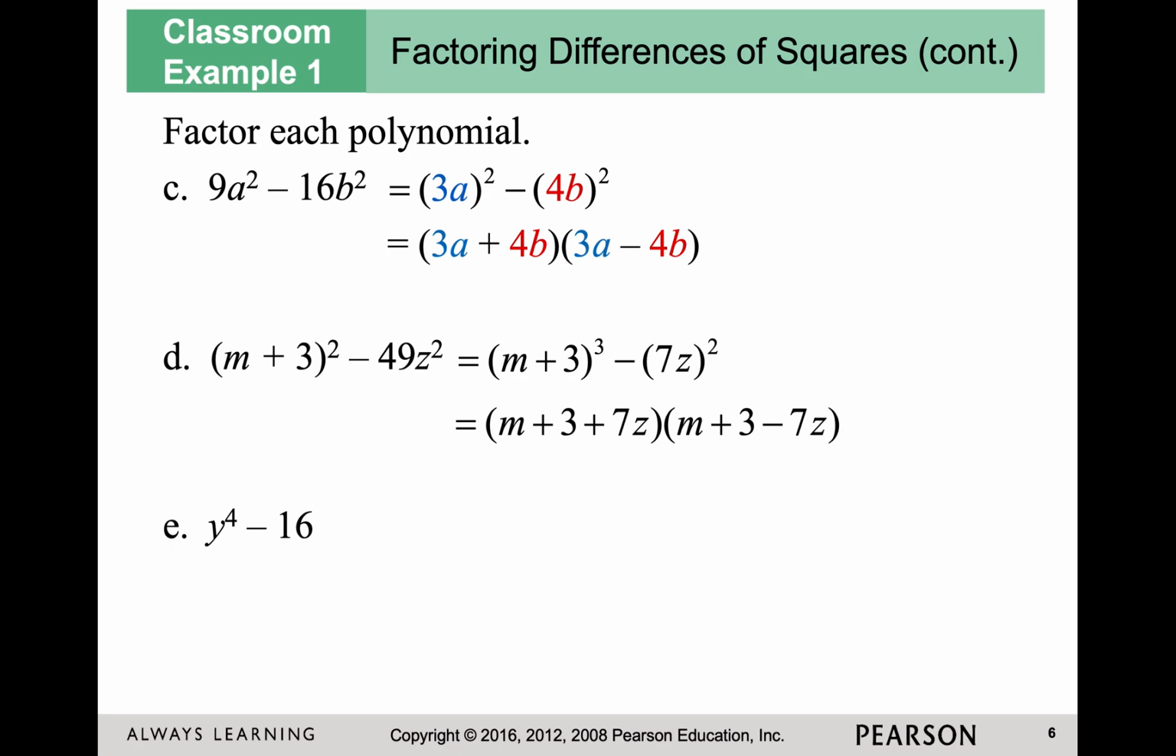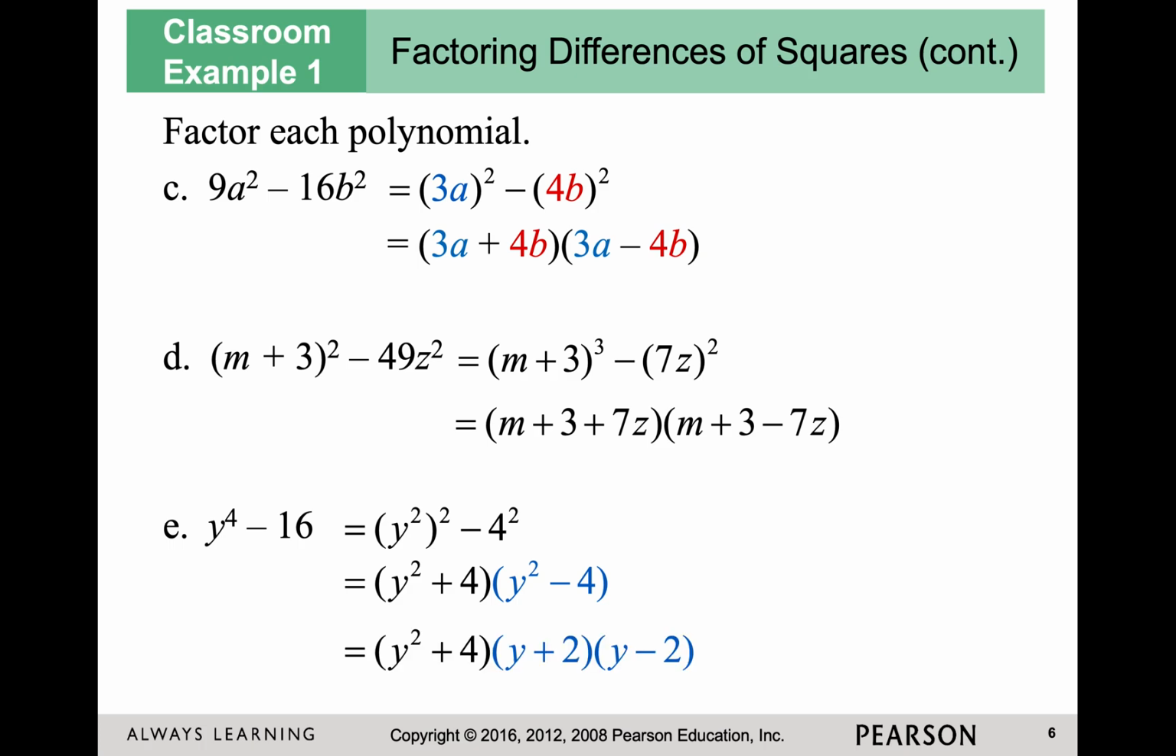y to the fourth minus 16, the square root of y to the fourth is y squared. The square root of 16 is 4. So I have two perfect squares, and I'm going to write them as the sum and difference of those. Now, if you look at that, I wind up with y squared minus 4, which is also a perfect square. The square root of y squared is y. The square root of 4 is 2, so I'm actually going to break that out.